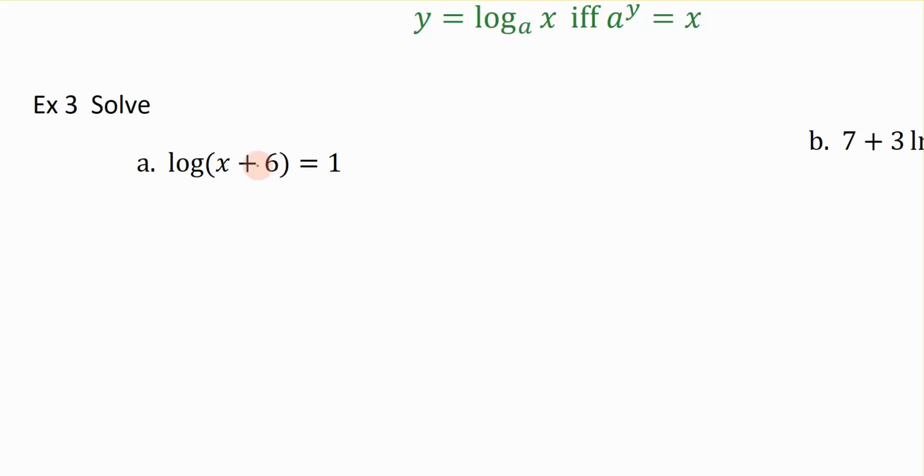And so this is going to be, let's start with the base. What's the base of log? That's log base 10. So this is going to be 10 to the first power is equal to the argument x plus 6, and just like that we got my variable x out of the argument position, and I can solve for x. I'm going to subtract 6 from both sides, and I find out that x is equal to 4. So that's a pretty fast way to solve it.